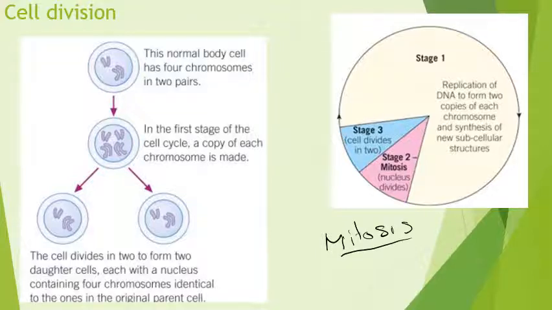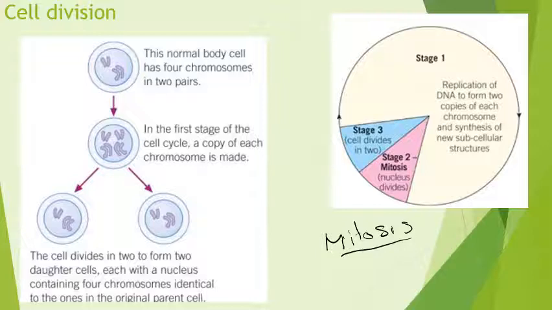Before a cell can divide, it needs to grow, replicate DNA to form two copies of each chromosome, and increase the number of subcellular structures. So that forms stage 1. In mitosis, one set of chromosomes is pulled to each end of the cell, and the nucleus divides. That forms stage 2. And finally, the cytoplasm and the cell membranes divide to form two identical cells. That forms stage 3.